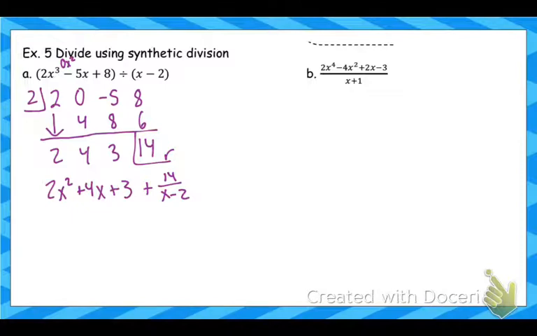All right, let's go ahead and look at the next one. This time we're dividing by x plus 1. So again, it's still the opposite sign in the box. So that means negative 1 should go in the box.